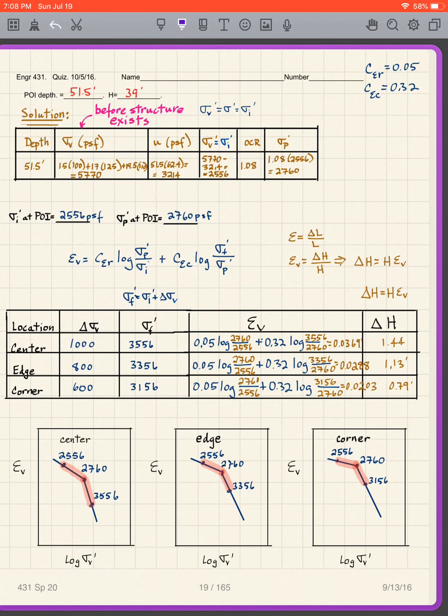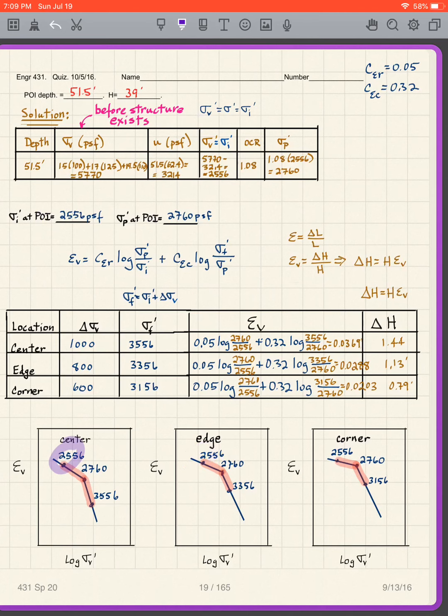And then what do we need to do? Well, we need to create our plot, if you remember how to do that. This is for the center, this is for the edge, this is for the corner. I do my bilinear sketch here. When we do those sketches, the first point we put on is our sigma prime p. So I put on my 2760, it goes at the corner of our little bilinear plot. And then we look at the sigma prime I. My sigma prime I is less than the sigma prime p, which means it goes to the left. So in each one of these, it's going to go to the left.